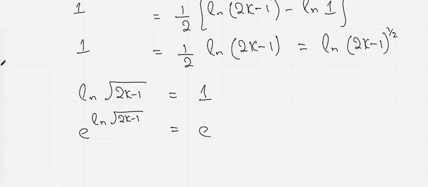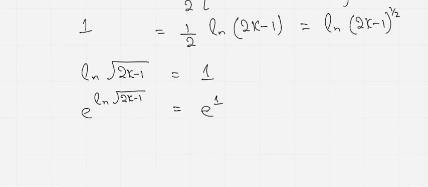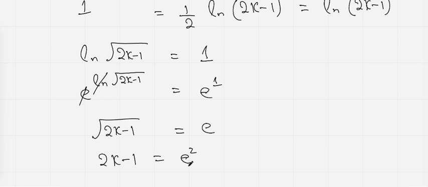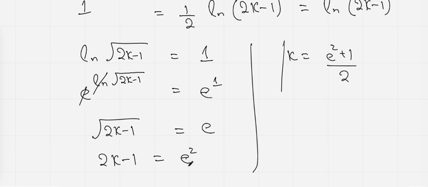These values are going to be placed at the power of the exponential. Now here exponential is going to cancel the effect of my natural log, and what is left here is under root 2k minus 1 equals e. Now I just take square at both sides, so it is going to be e squared. Now I just move here. So k will be equal to e squared plus 1 upon 2. So this is going to be the value of k.